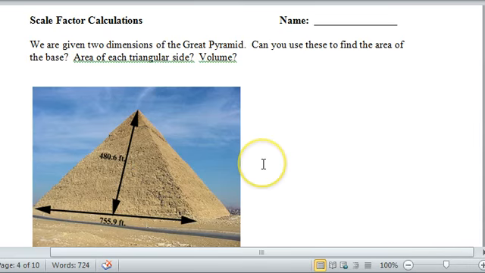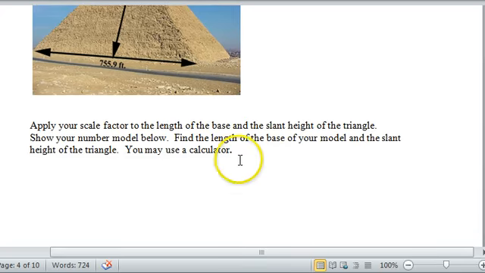So let's scroll down where it says apply your scale factor to the length and base of the slant height of the triangle. Show your number model below. Find the length of the base of your model and slant height of the triangle. You may use a calculator. So let's start with finding what's an appropriate scale factor.